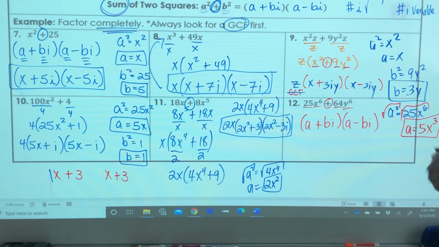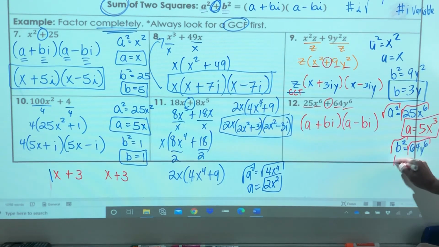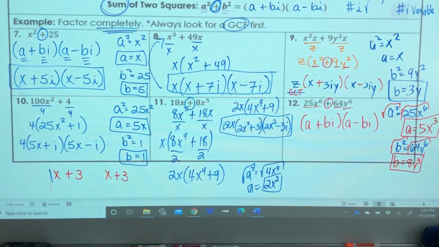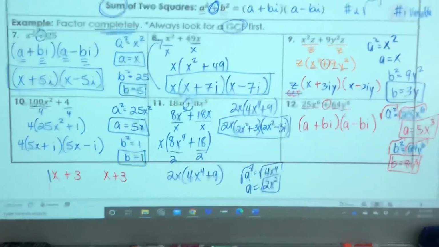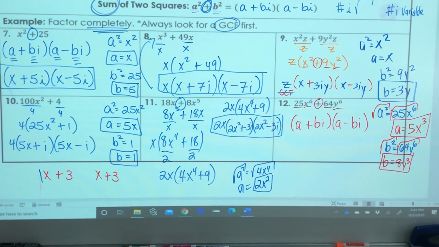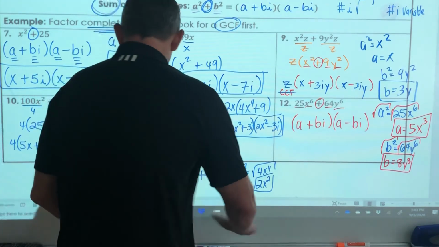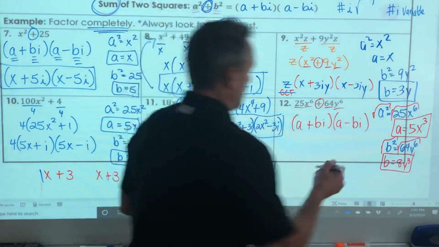If we look for our b, b squared equals 64y to the 6th. When we take our square roots, we find out that our b is 8y to the 3. Make sure that's in the camera lens while we're rocking and rolling. Oh, just barely, but we'll tweak it a little bit. There you go. So we know our a, we know our b. Now it's just stick it in there, man.